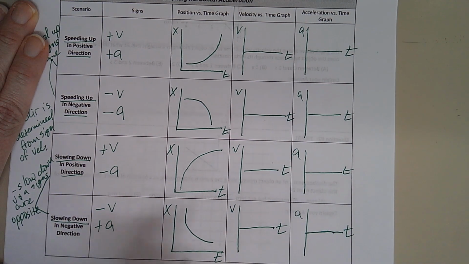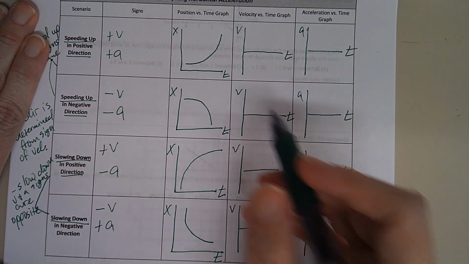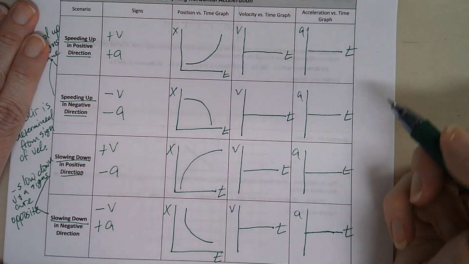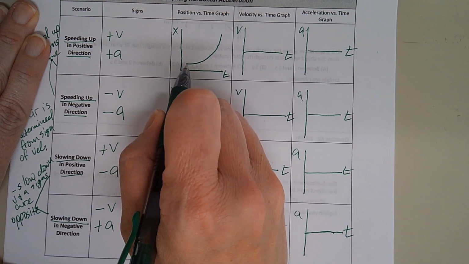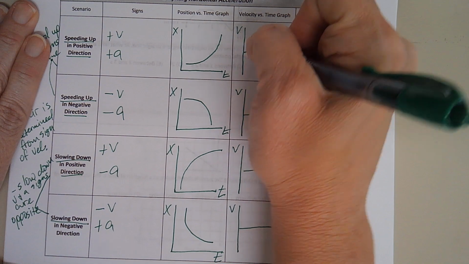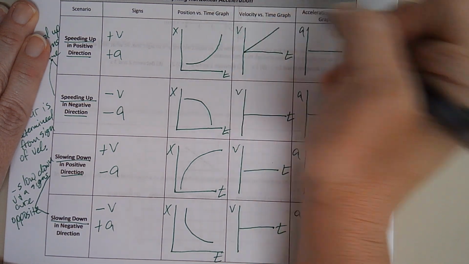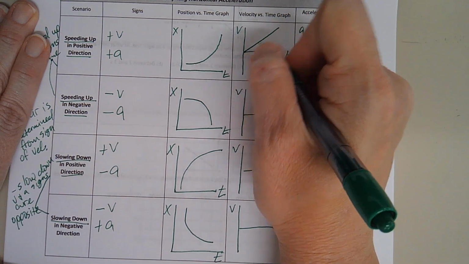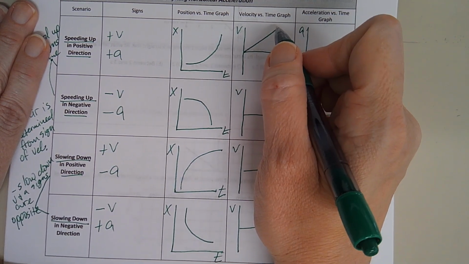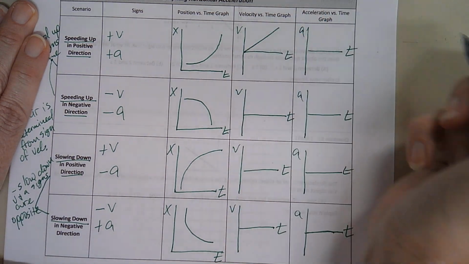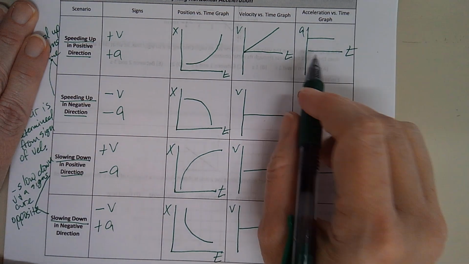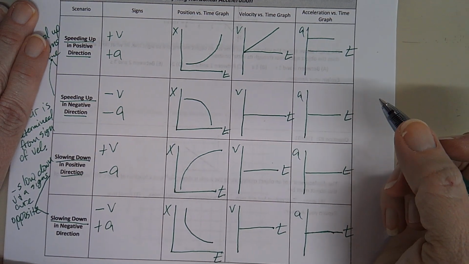So, for the speeding up in a positive direction, the slope of this line is changing. It is always positive, but it's changing. It's getting higher and higher. So it's going from 0 and getting to a higher and higher positive number. The slope of this line is positive, and since this is a straight line, it's just one number all the way. So it's a positive number. So your acceleration versus time will be positive, in the upper positive quadrant, and it will be a straight flat line. So this is for constant acceleration.